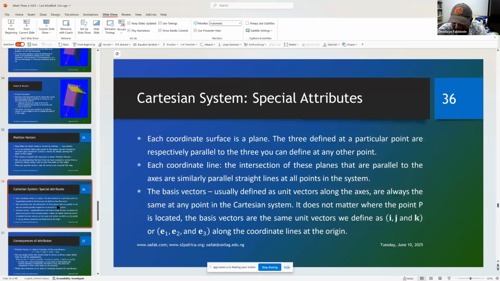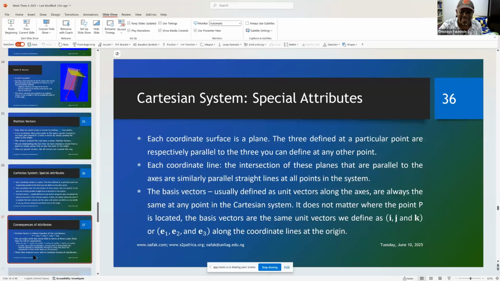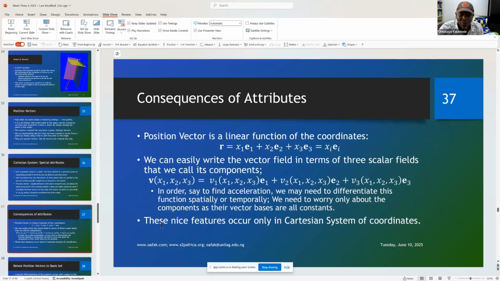It doesn't matter where the point P is located. The basis vectors are the same unit vectors defined as i, j, and k, or e1, e2, and e3 along the coordinate lines or parallel to them, and they are always the same. There is no change. That gives you some fantastic properties. So, how do we get a position vector? A position vector is simply a linear function of the coordinates. So, you can say position vector R is simply x1 e1 plus x2 e2 plus x3 e3.